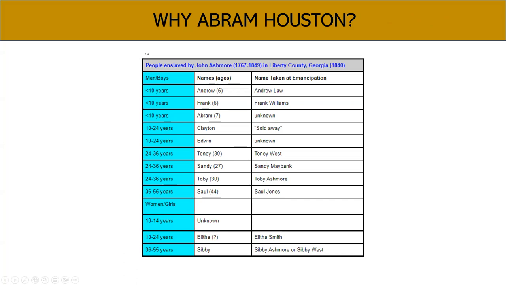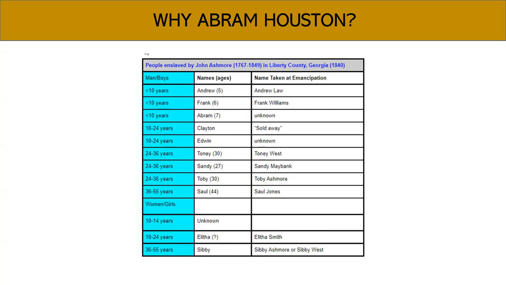The They Had Names project came out of my discovery that my Liberty County Ashmore family were slaveholders. Ashmore's my maiden name. When I found my fourth great grandfather's 1841 will naming 11 enslaved people, I wondered if I could find out what names they took at emancipation and what happened to them. This table shows my conclusions so far, and you'll notice that Abram says unknown.